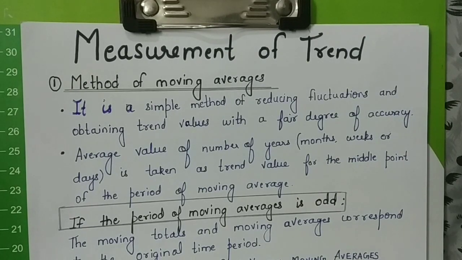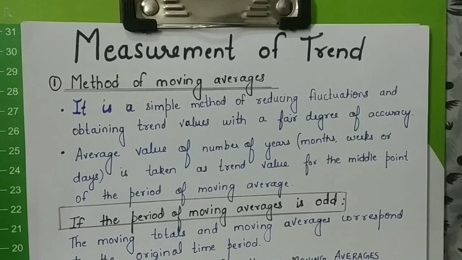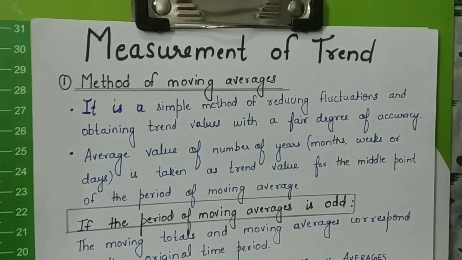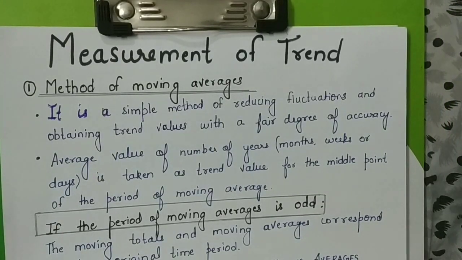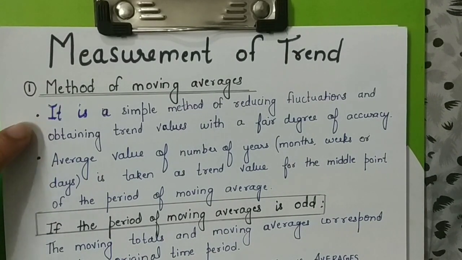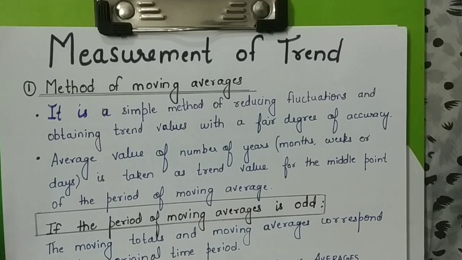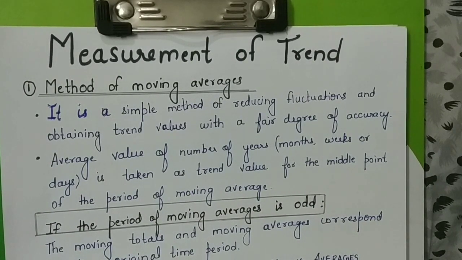Hello everybody. In this video I'll be explaining how to measure the trend using different methods. There are basically three methods to measure the trend. One is the freehand graphic method, the second one is the method of moving averages, and the third one is the method of least square. In the syllabus of Delhi University we mainly cover the method of moving averages and the method of least square.